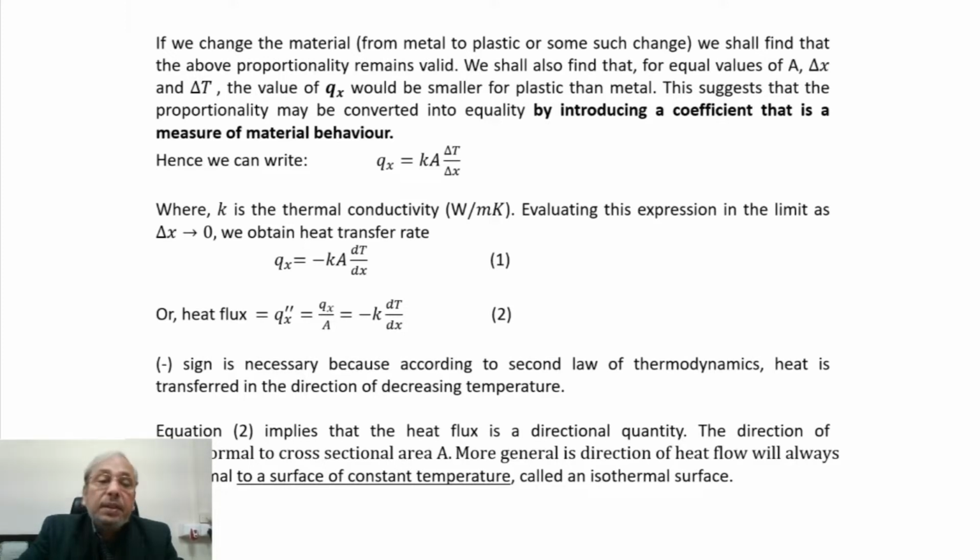Evaluating this expression in the limit as delta x tends to 0, we obtain the heat transfer rate. So we can get the expression Qx equal to minus KA dT/dx. This is formally the governing equation for heat transfer rate, or heat flux, which is heat transfer rate per unit area. Qx double prime is equal to Qx by A equal to minus K dT/dx.